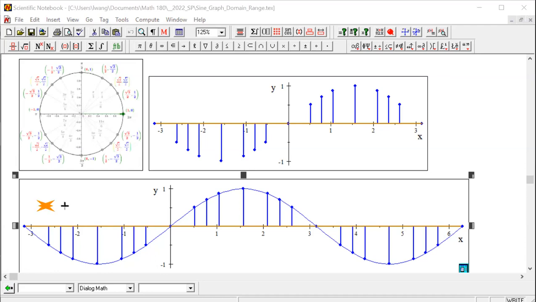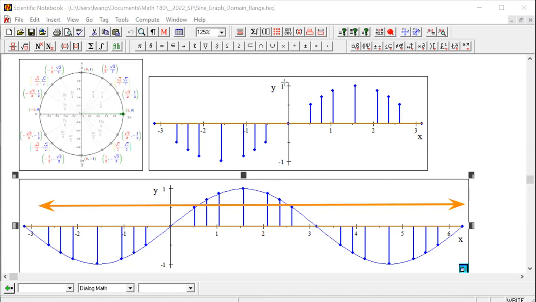Domain is the horizontal span, right? The angles obviously can be any real number because the arc length can be any number you choose. You measure from the standard position, counterclockwise, clockwise. So domain can be any real number. Any arc length on the unit circle can be honored. We can find a place for it.